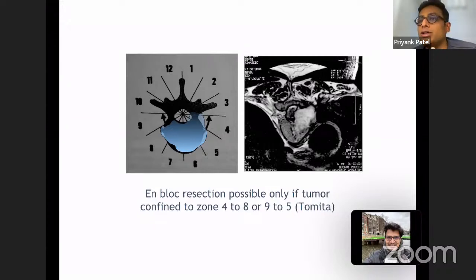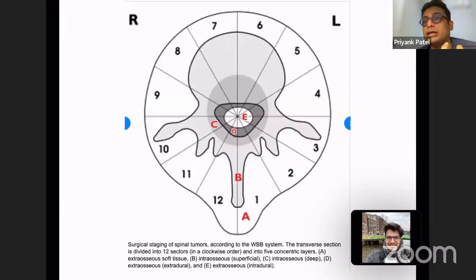So basically, let's say in your MRI, you're seeing that the tumor is involving the body and part of the pedicle. So that entire part you want to remove without getting into the tumor. The other aspect has to be disconnected and removed, and that's how you remove the entire body 360 degrees. And that's where there is something called the WBB system.